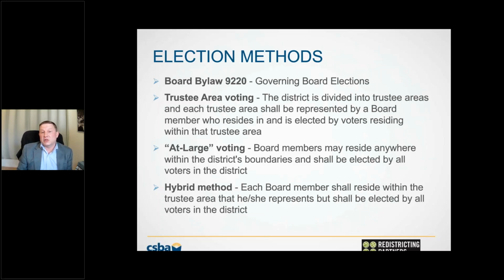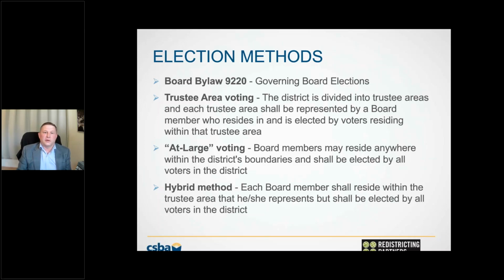And then under the Education Code, there's a hybrid method, which allows you to combine those, in which you would have trustee areas from which the board members are elected, but the elections are actually done on a district-wide basis. So the Education Code gives you the authority both to choose from amongst these voting methods and also to define and establish your trustee areas.